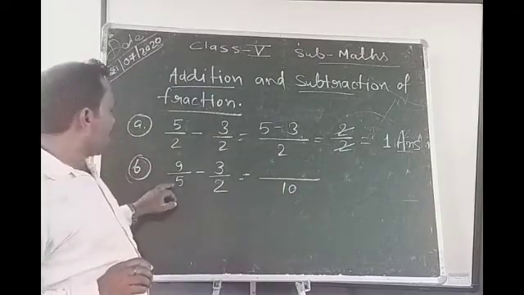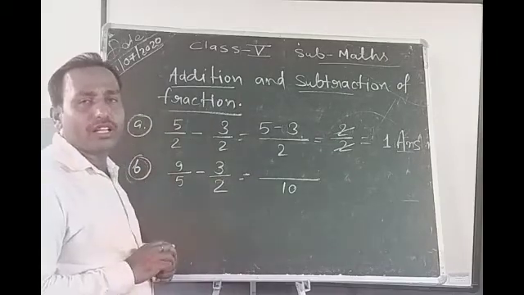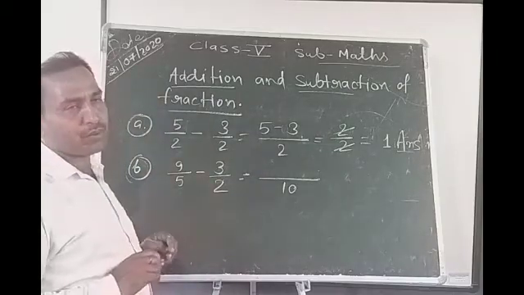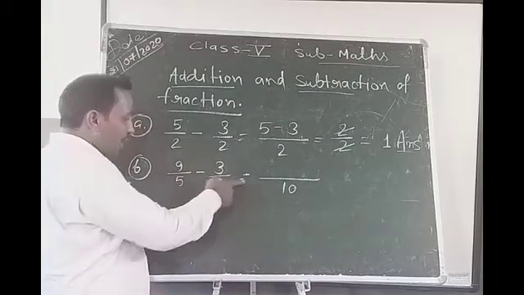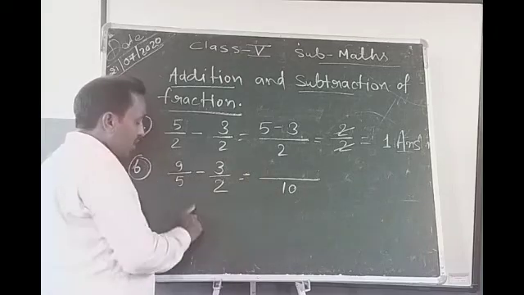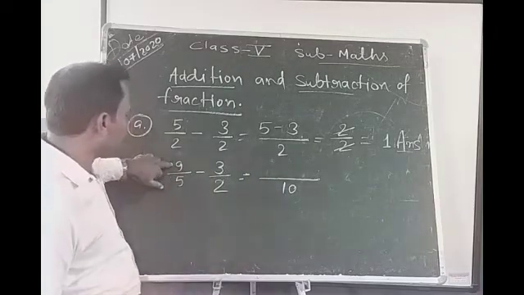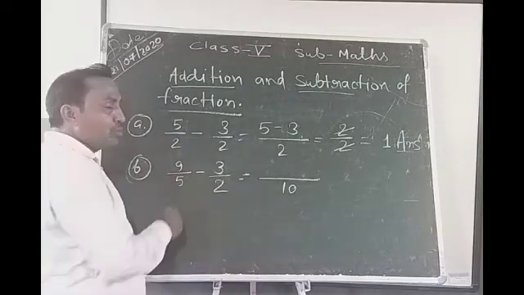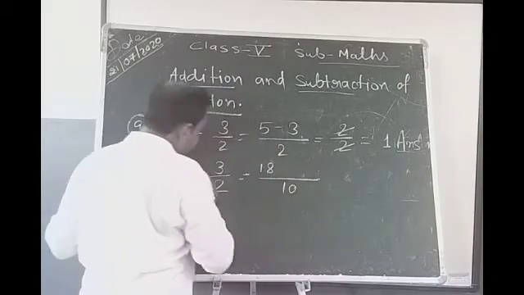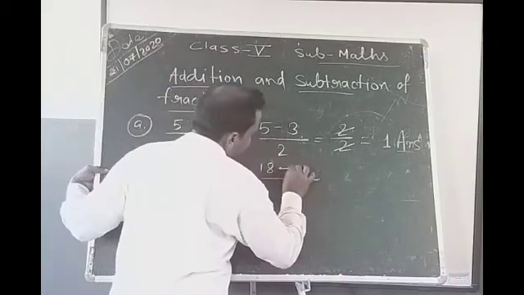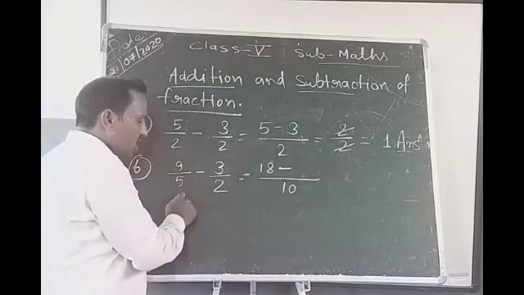Now divide 5 into 10. How many times is 10 coming? 2 times. 5 ones are 5, 5 twos are 10. So 2 is coming when you divide 10 by 5. Then what do you do with 2? Multiply 2 by 9, the numerator above 5. So 9 times 2 is 18. Again, what sign is present here? Minus. So you give the minus sign. It means this fraction's calculation is completed.